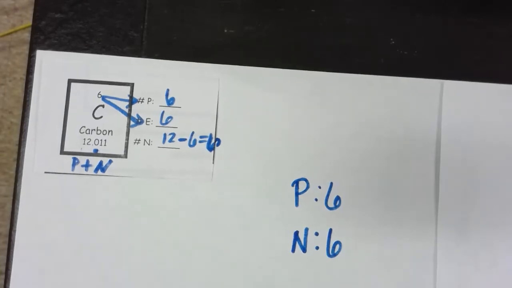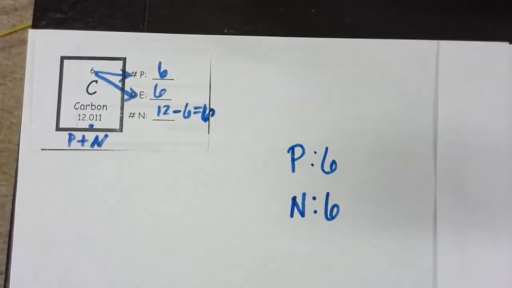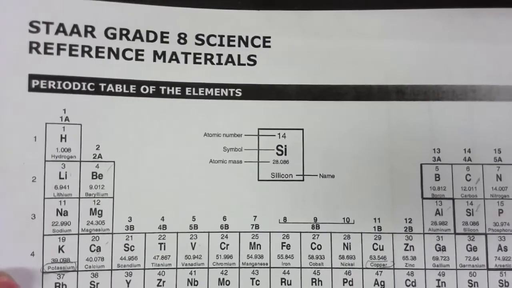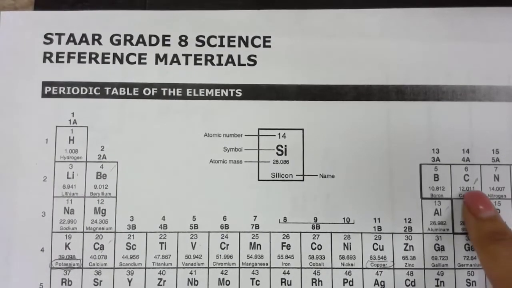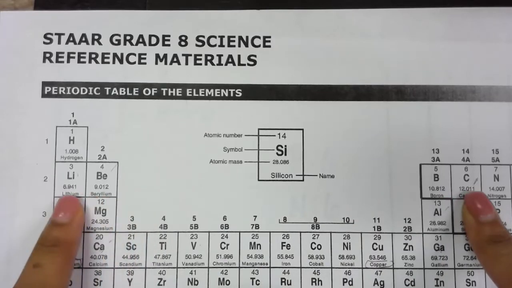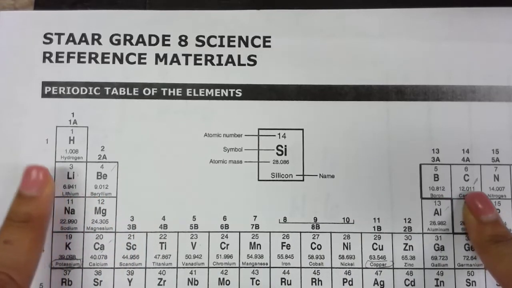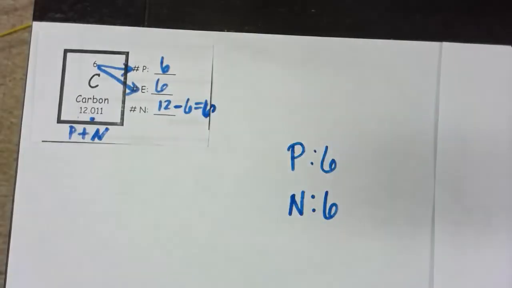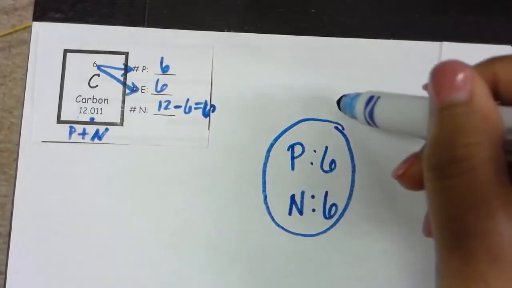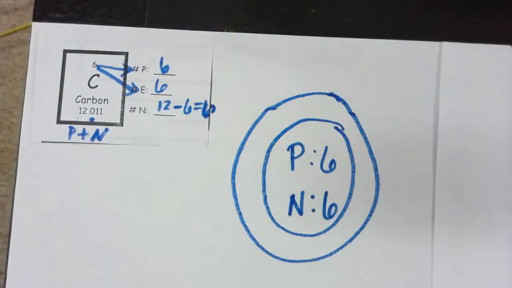To get my electron shells, I must use my periodic table. My periodic table tells me that carbon, if I scroll all the way over down the period, is going to have 2 electron shells. So I must draw 2 circles to represent my electron shells. 1 and 2. That's all I need.